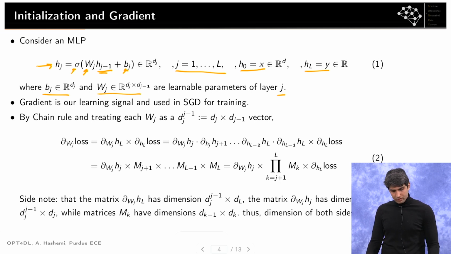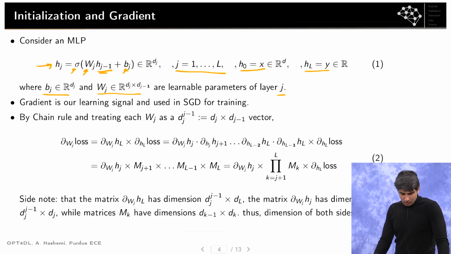So let's see what the shape of this gradient is. Essentially, if we want to update the b's, we need the partial derivative of the loss with respect to each b_j. And if I want to update the W_j's, I need the partial derivative of the loss with respect to W_j. Here, what I'm trying to do is to see what the form of the partial derivative of the loss with respect to W_j is, the weights of the j-th layer.